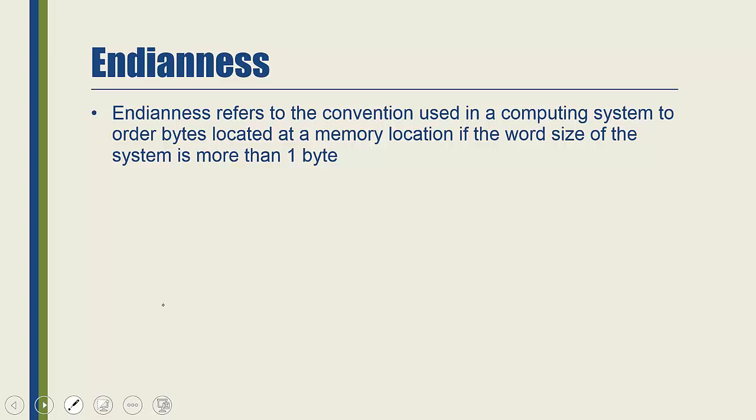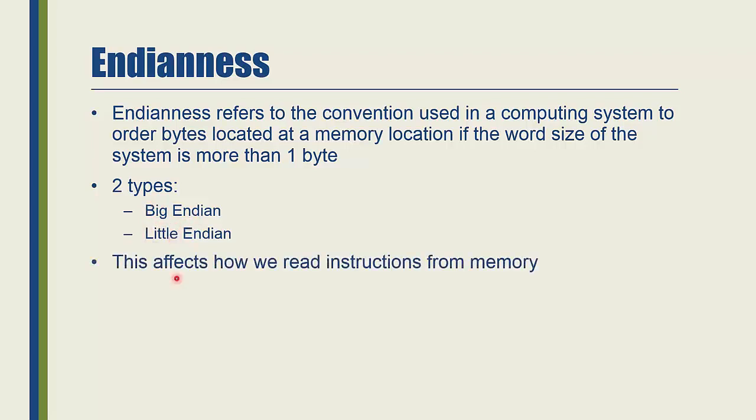In designing an instruction set, there is a concept we call endianness. It refers to the way we order the bytes that are located in memory locations, if the word size of the data is more than 1 byte. If the data is more than 1 byte, there is a question about which byte will be located in which memory location. There are two ways to do this. One approach is big endian, the other one is little endian. Which one we choose will affect the way we read instruction from memory.